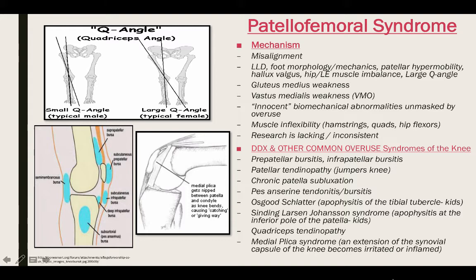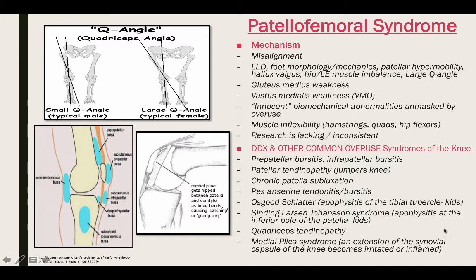Quadriceps tendinopathy, and then medial plica syndrome. So plica is an extension of the synovial capsule, and it can become irritated or inflamed, especially if the patella is rubbing over it, and they can remove that via surgery. So just some other things to think about that are a differential diagnosis of patellofemoral syndrome.